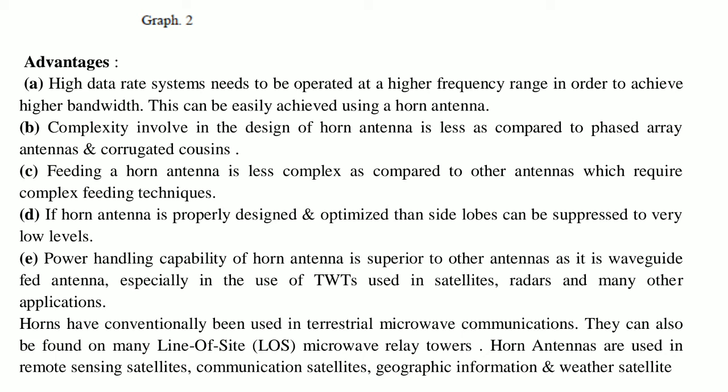The complexity involved in the design of a horn antenna is less compared to phased array antennas and corrugated horns. That means it can be easily manufactured; the design considerations are simple compared to phased arrays and corrugated horns. Feeding a horn antenna is less complex compared to other antennas which require complex feeding techniques. If the horn antenna is properly designed and optimized, then side lobes can be suppressed to very low levels. That means we are increasing the signal to side lobe ratio.